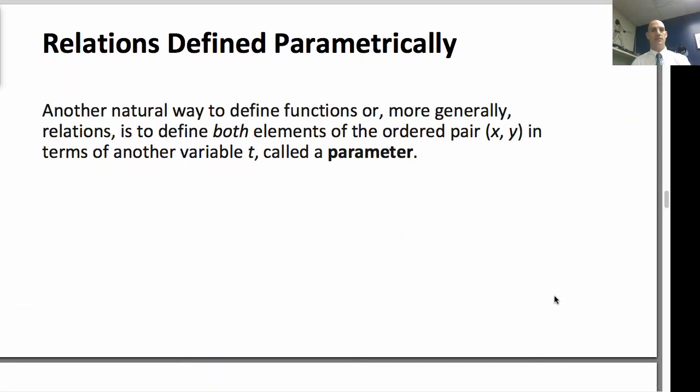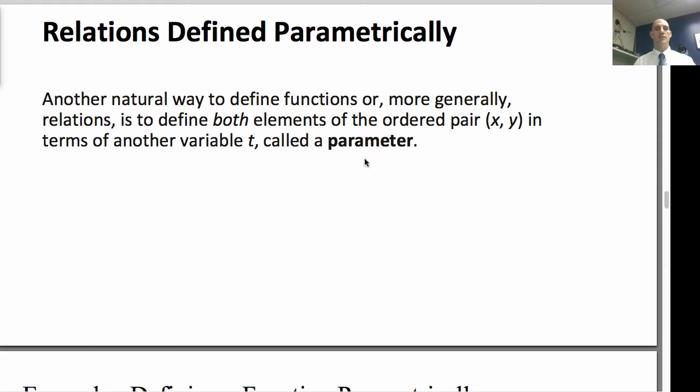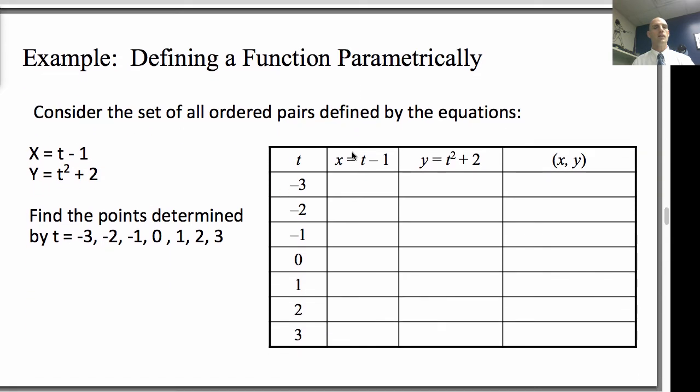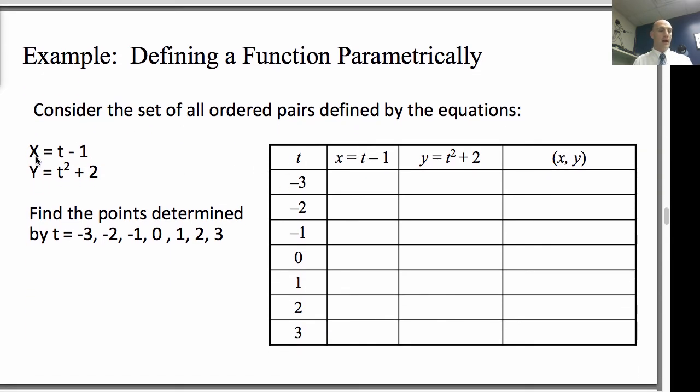And so parametrically defined functions is another natural way to define functions. More generally, relations is to define both elements in the ordered pair (x, y) in terms of another variable t called a parameter. This is what it looks like. They might say this: my x coordinate is equal to t minus 1, my y coordinate is equal to t squared plus 2, so find the points determined by t equals -3, -2, -1, 0, 1, 2, 3.